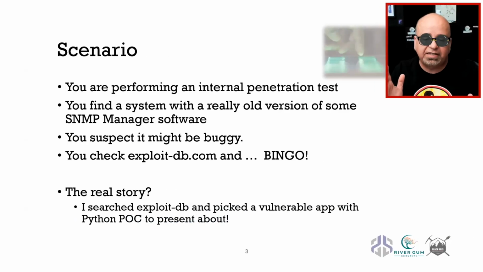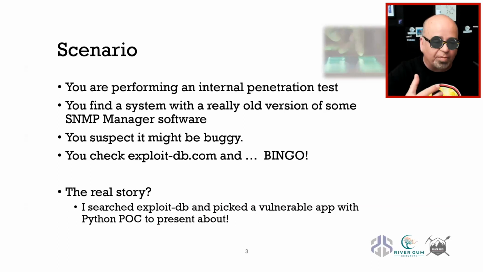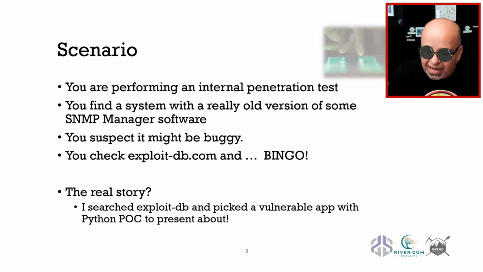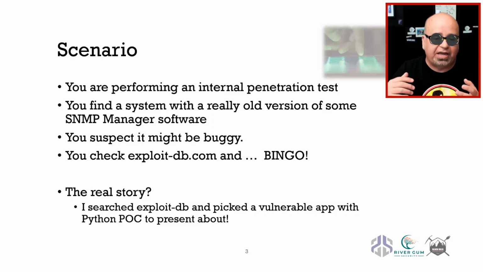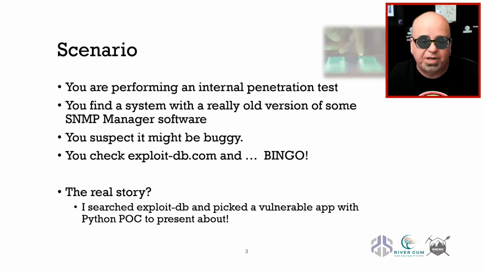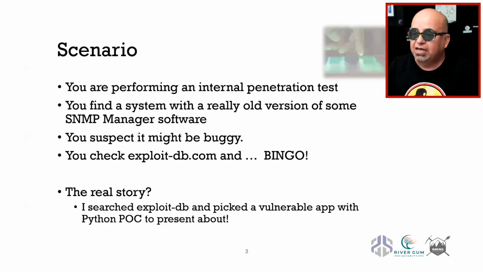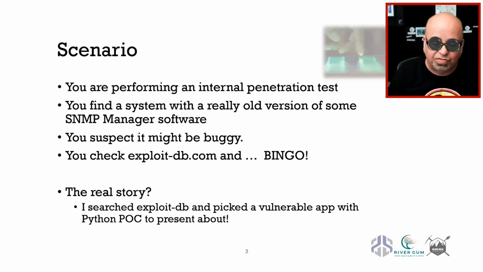All right, so here's the scenario. You're performing an internal pen test. You find a system with a really old version of some SNMP manager software, and you're like, this thing might be buggy. This thing could have a problem. So you run out to Exploit DB, which is a community resource that's been around for a long time where people post software vulnerabilities along with proof of concept exploits. And you search for this thing and you get a hit, right? Bingo. Sure enough, this software that you've discovered happens to be vulnerable, okay? So that's the scenario that I've painted.